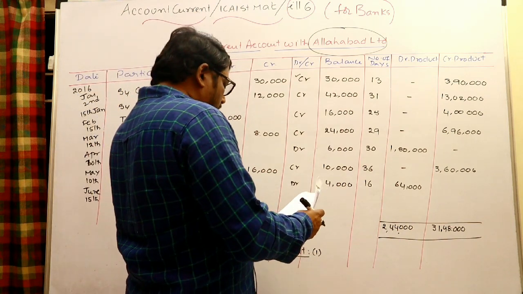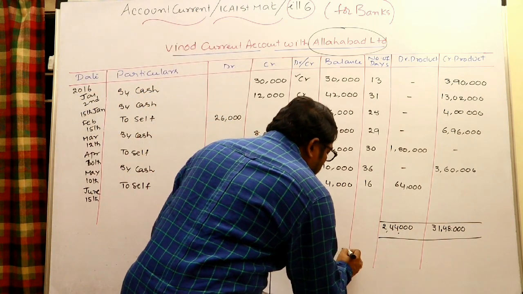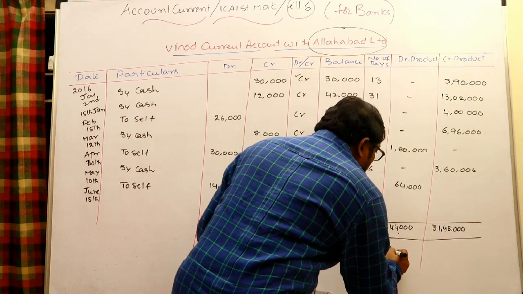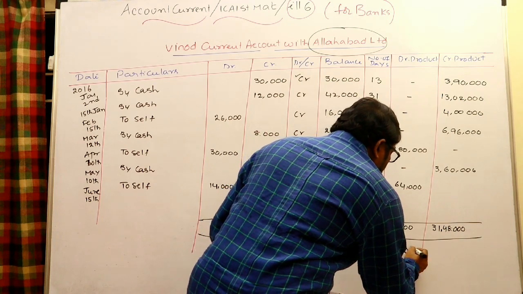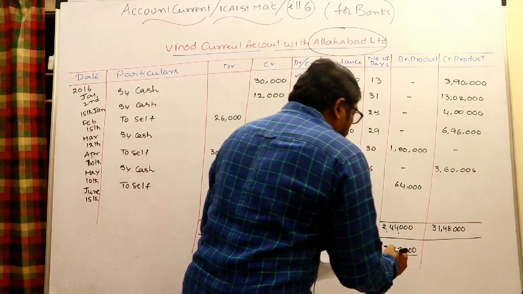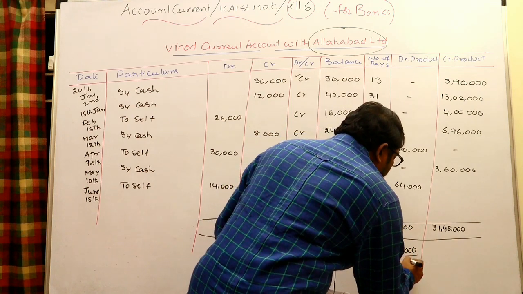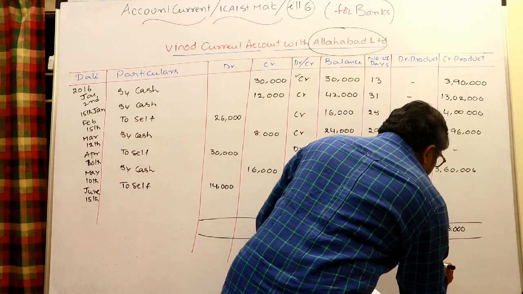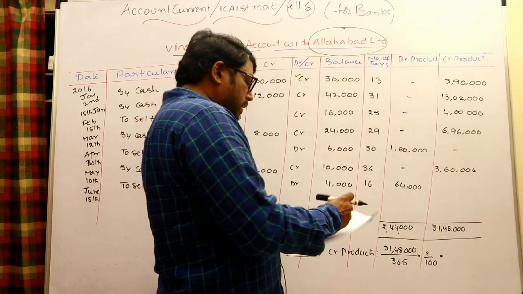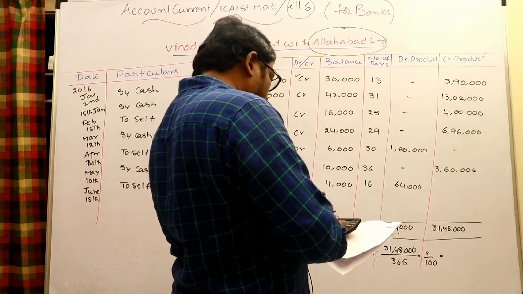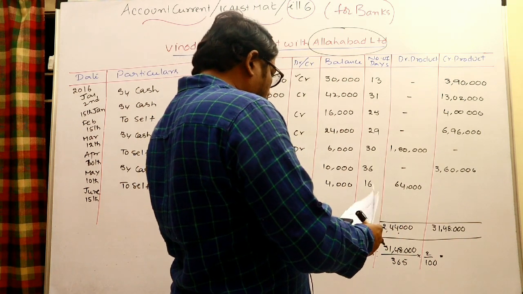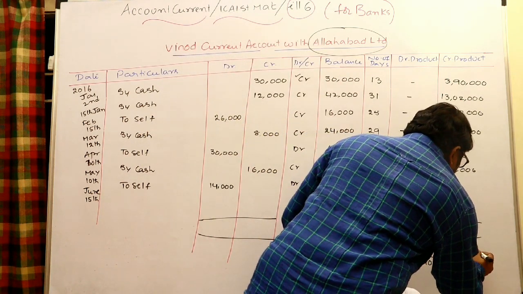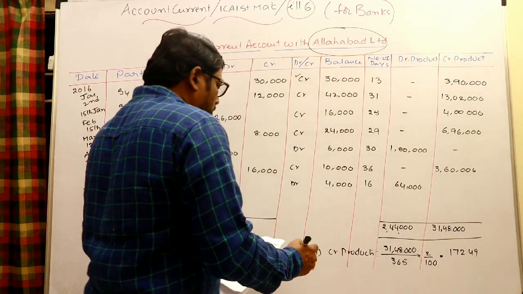So interest to be calculated first on credit products. 31,48,000, total of products by 365 into rate by 100. What is the rate? 2% given only, 2 by 100. Let us take it, 31,48,000 by 365 into 2%, 172.49. This is the interest to be given by the bank to us.